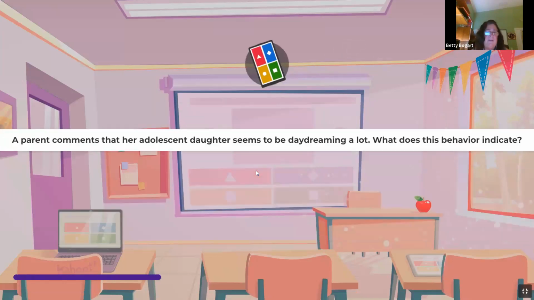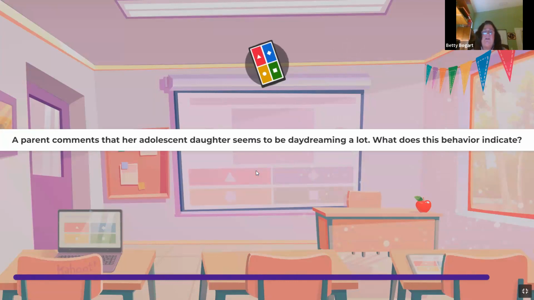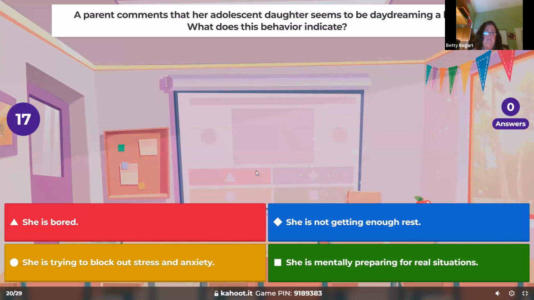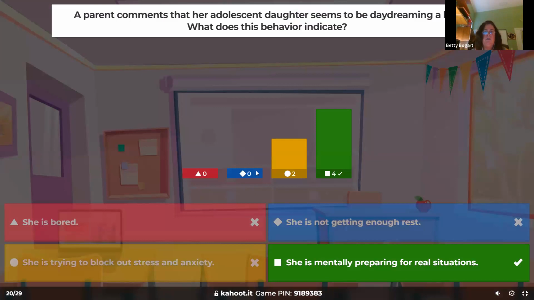A parent comments that her adolescent daughter seems to be daydreaming a lot. What does this behavior indicate? And what she's doing is seeing what's going on, and thinking about what she needs to do. And she's just getting ready for what's going on in her life.